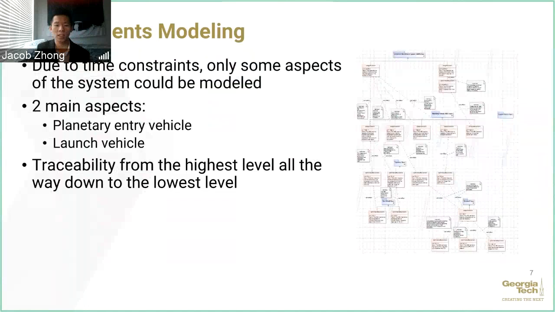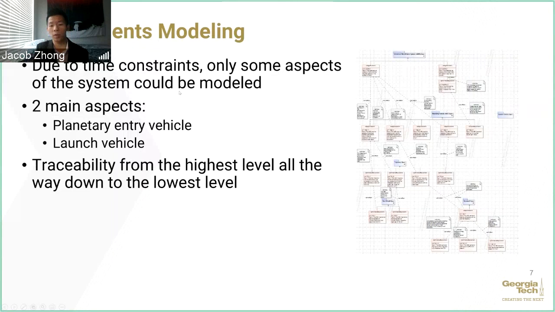And so beginning with the requirements modeling, due to some time constraints, only some aspects of the system could be modeled. Since the main point of this was to combine this modeling with the planetary entry and aerodynamic analysis, the two main aspects that were focused on for this overall project and the requirements in general are just the planetary entry vehicle itself and the launch vehicle. The launch vehicle will be included to make some more use of the parametric analyses for calculating delta V and overall mass.